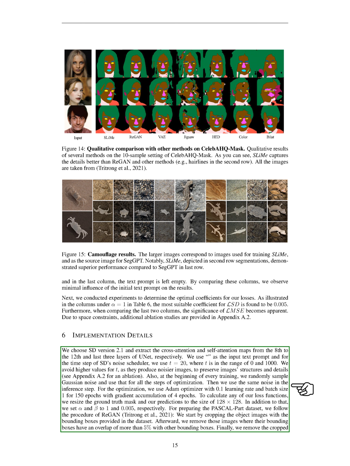For optimization, we used the Adam optimizer with a learning rate of 0.1 and a batch size of 1 for 150 epochs with gradient accumulation of 4 epochs. Our loss functions were calculated by resizing the ground truth mask and our predictions to a size of 128 by 128. We set the coefficients alpha and beta to 1 and 0.005, respectively.